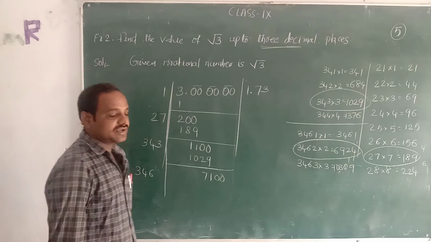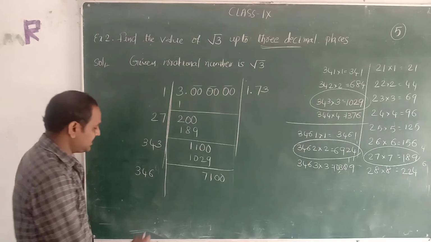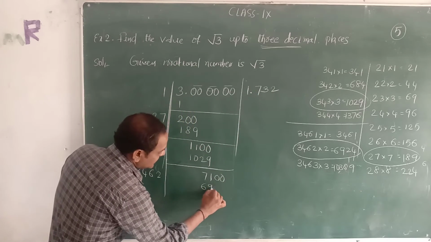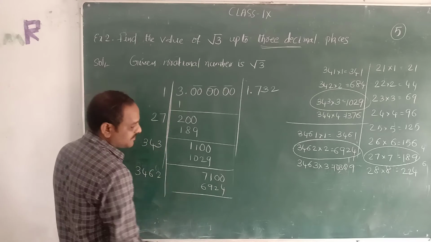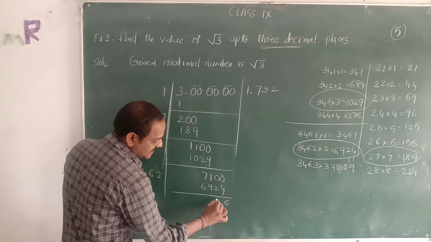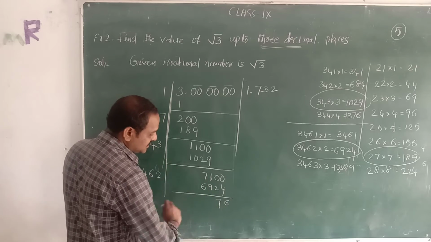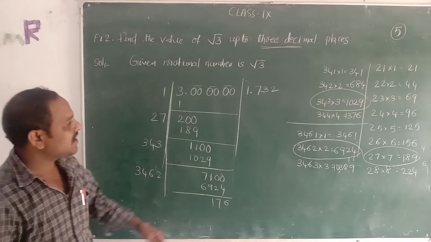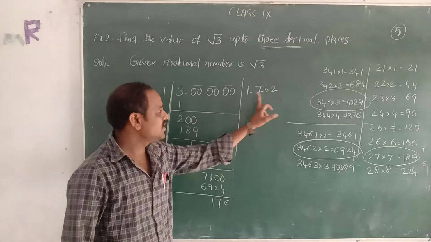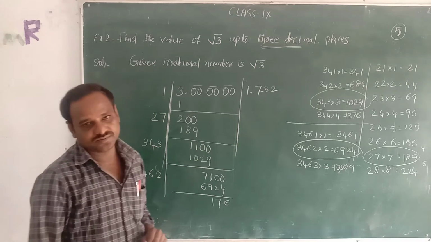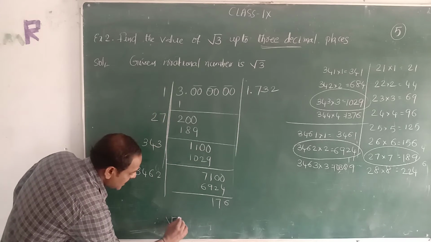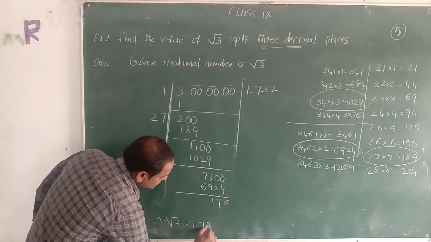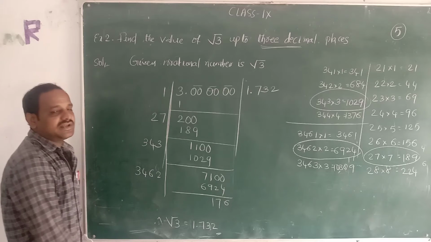So how many times is possible? 3,462, 2 times, we got 6,924. Now doing subtraction: 10 minus 4 is 6, 9 minus 2 is 7, so here 0, 70 minus 69 is 1, 176. Now we have to stop. So we got up to 3 decimals. How much? 1.732. Therefore the value of root 3 is equal to 1.732 up to 3 decimal places.